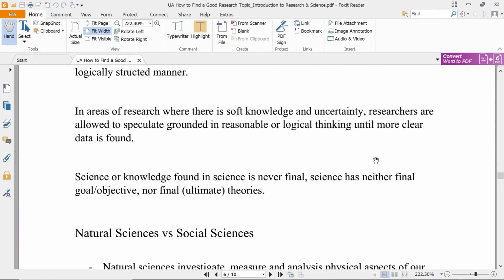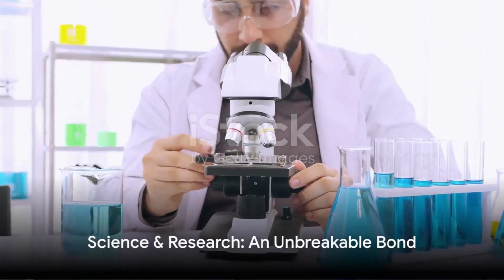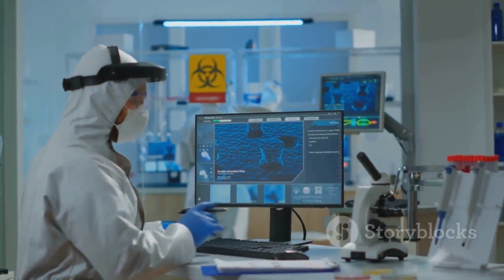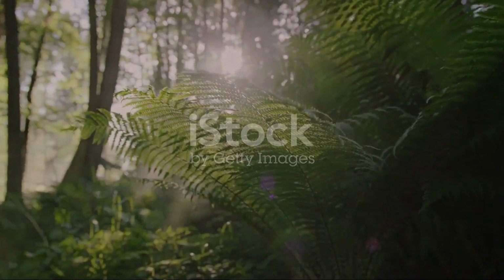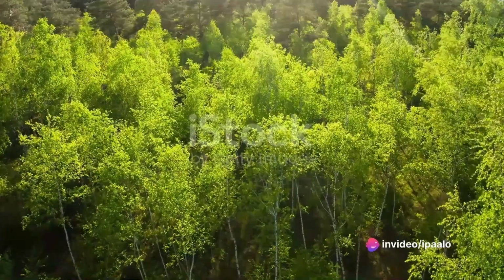That said, let me talk about the types of science, as you may categorize science in different categories. I'll mainly talk about natural sciences and social sciences. Natural sciences investigate and analyze physical aspects of our world or the known universe, while social sciences examine, measure and analyze human social behavior among human beings and their environment.